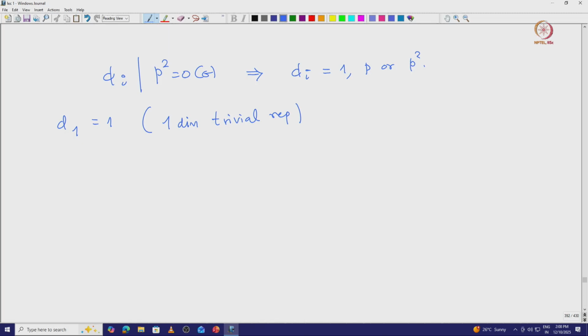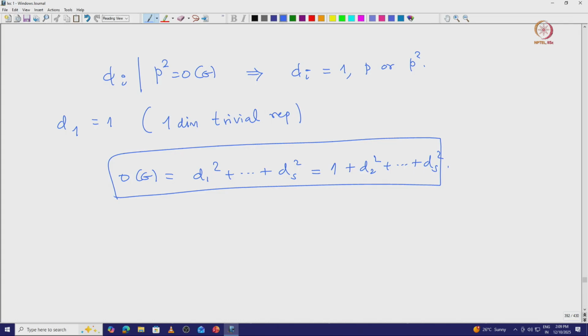Note that we also have this important relation between the order of G and the d_i's. The order of G is given by d1 square plus etcetera plus ds square. Now we have d1 is 1, so this is 1 plus d2 square plus etcetera plus ds square. Since the order is a sum of squares of the d_i, that immediately implies d_i cannot be p square for any i.